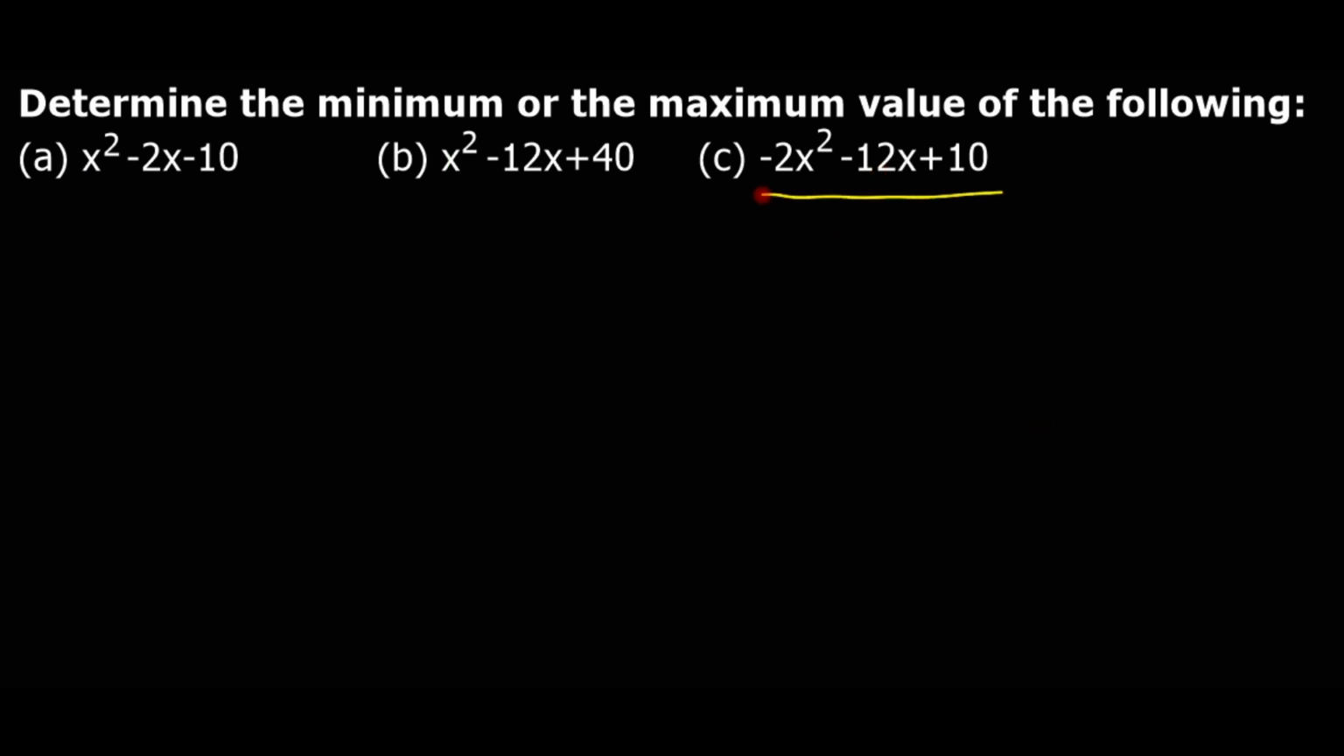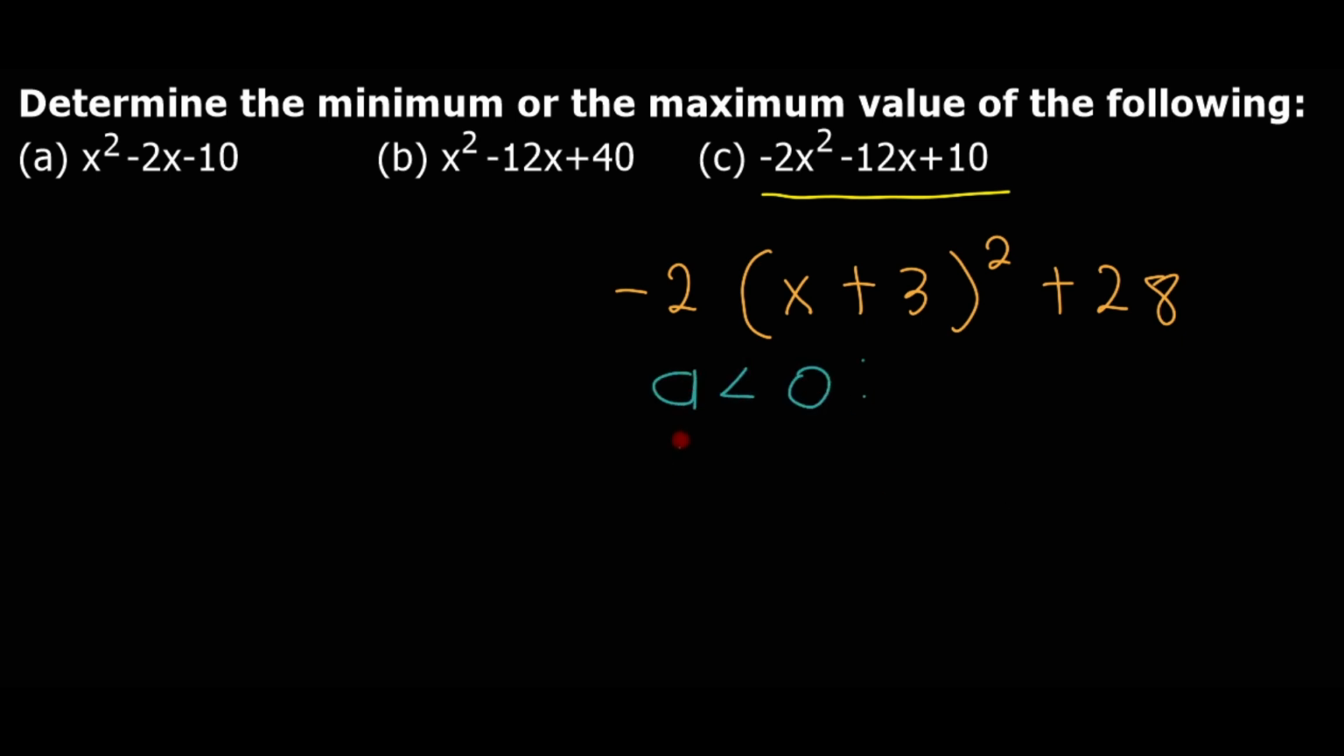And then as for this one, when we complete the square, we get negative 2 into x plus 3, all squared, plus 28. So because a is less than 0, we will have a maximum. And then now what is our maximum? Our maximum value is q, which is just 28.